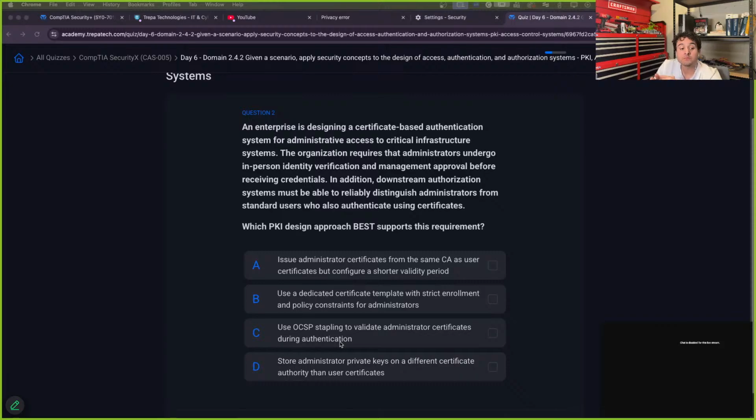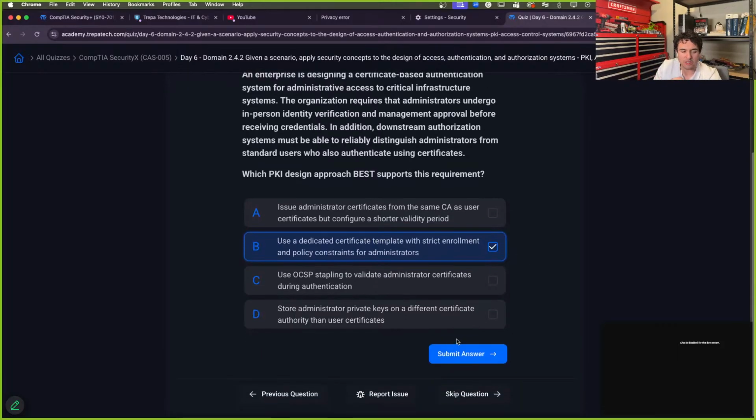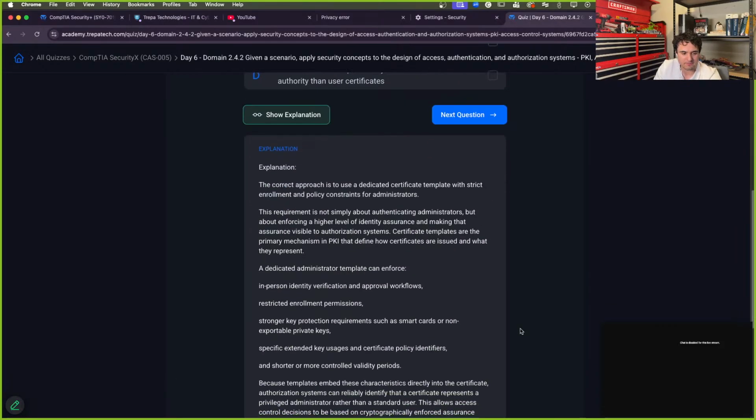Well, private keys are going to be secure no matter what. So it's not going to be D. And I say OCSP, that's not what it's built for. I guess it could be used in that way, but that's not going to give us what we need here, which is just separation, right? We need users and administrators to be separate. That's pretty much what the question is saying. So we're going to go with B: use a dedicated certificate template with strict enrollment and policy constraints for administrators.